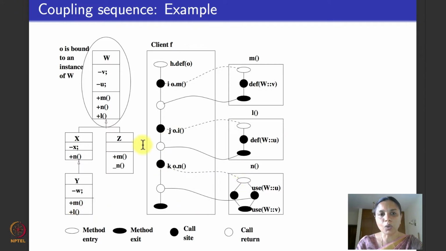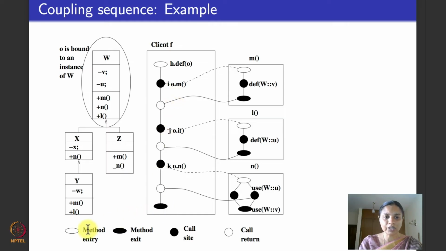So here is a typical code that uses this class hierarchy and the methods from these various classes. Let's say it's the code of some client F. So there is an object O. Let's say now that O is bound to an instance of the class W for our example in this code. So what happens now, let's say at this point the method M is called on O and M is executed. Let's say M defines V. Now remember, the object is bound to an instance of W, so it's W's definition of V that is used and passed back. And then moving on.